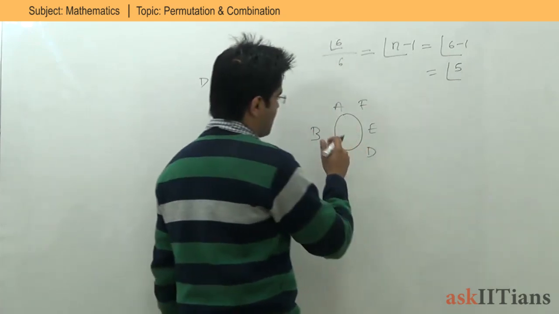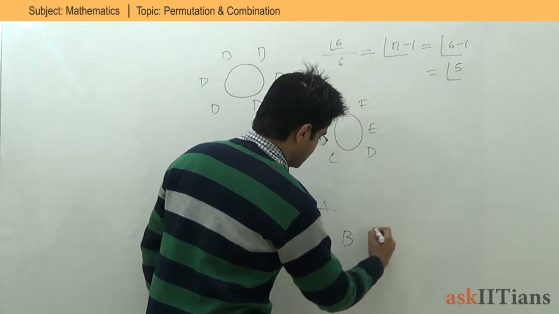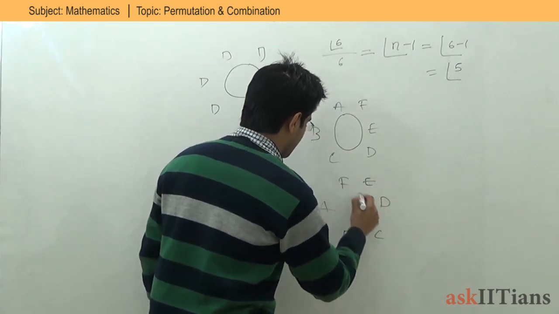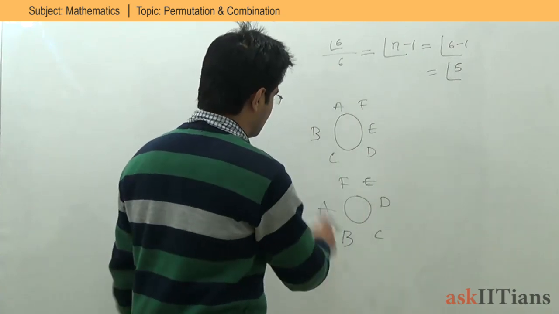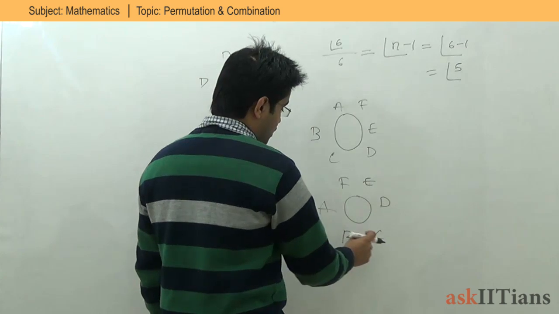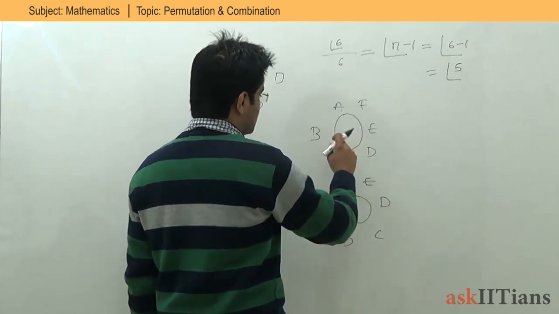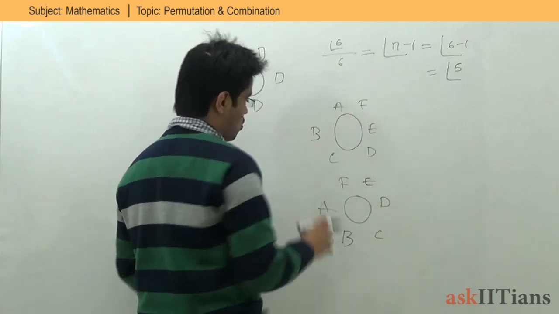So what will happen? This A will come here, A, now B, C, D, E, F. Okay, what we'll do is that we'll again shift them one place in anti-clockwise direction, so this will come here. Okay, so the persons will move until A comes again here. So there will be 6 options in which A can move anti-clockwise.